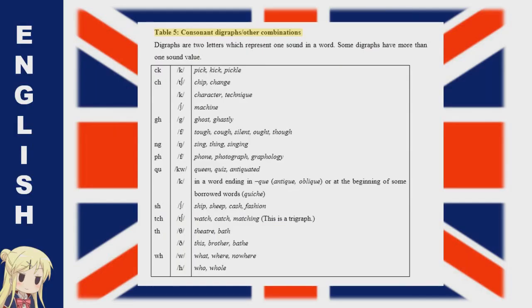The last one is consonant digraphs, or other combinations. Digraphs are two letters which represent one sound in a word. Some digraphs have more than one sound value. Like the letters C and K, we can pronounce it k, like in pick, kick, or pickle. Or the letters G and H can be pronounced G, as in ghost or ghastly.